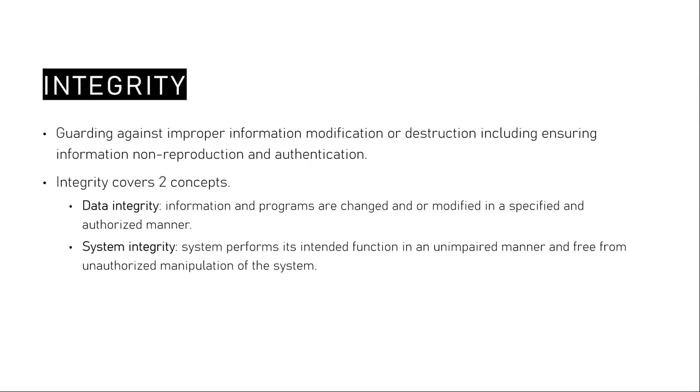If the integrity is lost, then obviously the modification and or destruction of the information will be happening. So, integrity also covers two concepts: data integrity and system integrity. Data integrity assures that information and programs are changed or modified only in a specified and authorized manner.